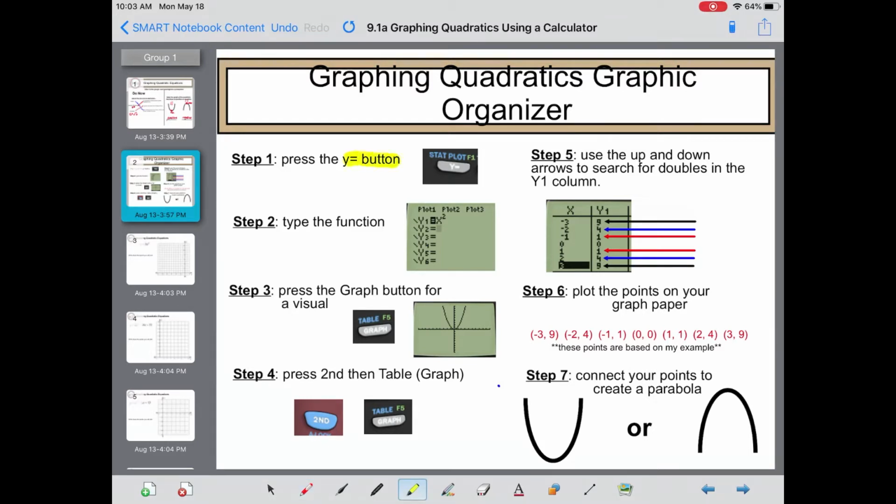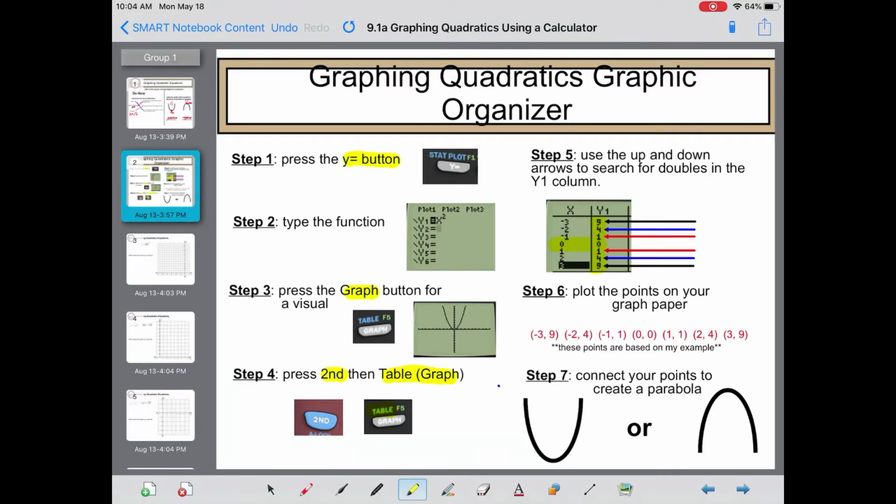All right, so if you take a look, what they want you to do when you're given a quadratic that we're going to graph, you want to press that y equals button. You're going to type that function into y equals, and then you're going to press graph. We're going to press second, then table, which is really the graph button, as you can see here. And then we're going to use those up and down arrow keys to search for doubles in the y1 column, meaning I see a 9 and a 9, a 4 and a 4, a 1 and a 1, and then they have that vertex, the turning point in the middle of 0, 0.